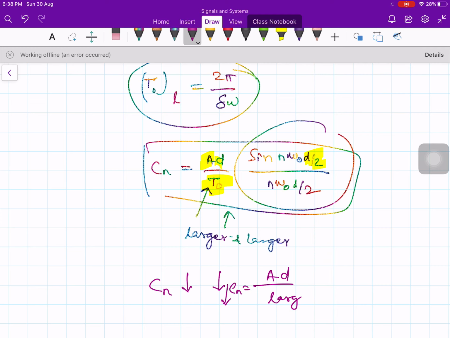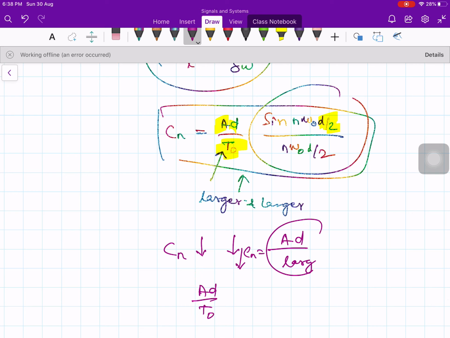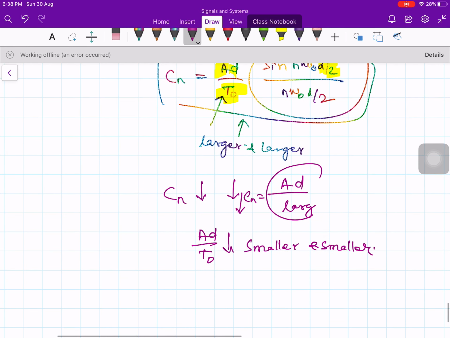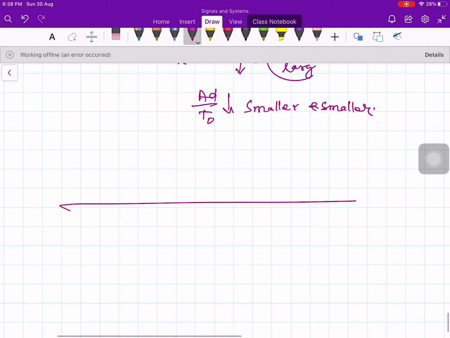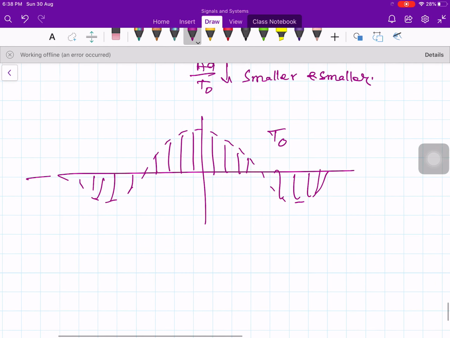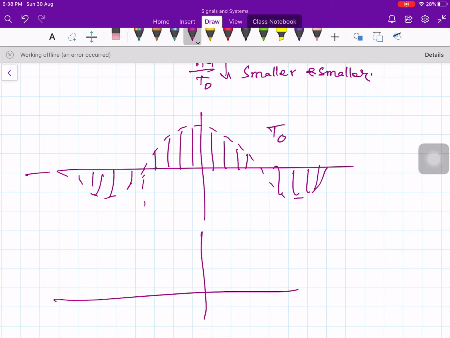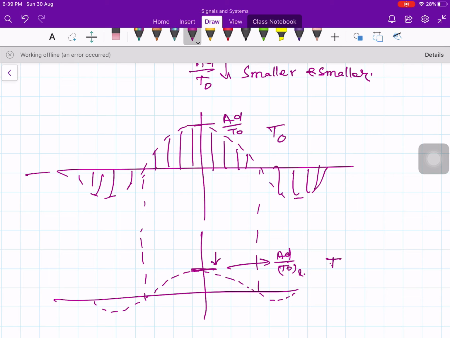So your Cn reduces. This A d by T becomes smaller and smaller, and in that case your spectrum comes down. Originally your spectrum will be like this. Let me draw only a very limited range. Your spectrum was like this, a line spectrum for T naught. Now if you allow T naught to become larger, the same spectrum will now be like this. The height is A d by T naught of L, so if you allow T naught of L to go to a very large value, the height of the spectrum reduces.